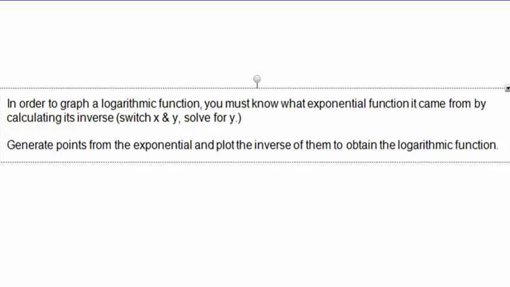So when you have to graph a logarithmic function, it's best to write it as its inverse, the exponential, which you're more experienced with. Get a set of data points from the exponential function, use the inverse of those to get your logarithm, and plot your points to go from there.